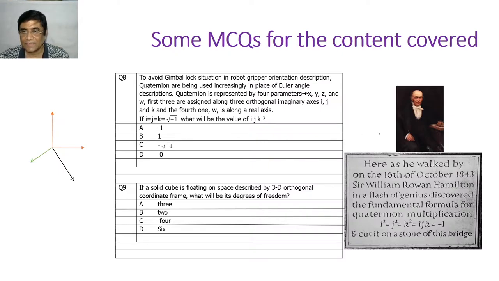See, this is the gentleman, William Rowan Hamilton. In 1843, 16th October, when he was crossing a bridge with his family, he was thinking about the quaternion for a long time. But all of a sudden, this thing came to his mind and he wrote down the equation on the stone itself. What is that equation? i square equals j square equals k square equals ijk equals minus 1. So, I have told here it will be minus 1. But how? We are going to tell you that.